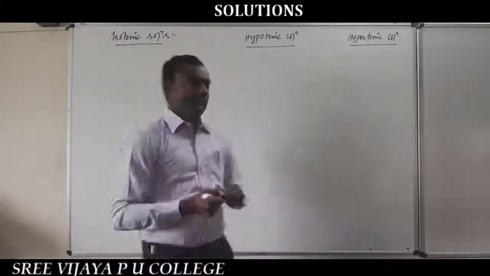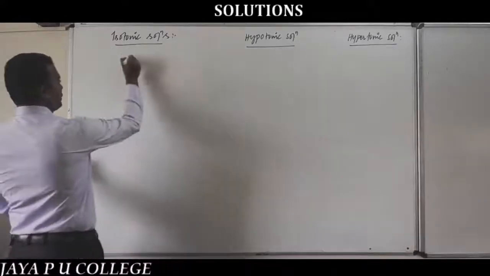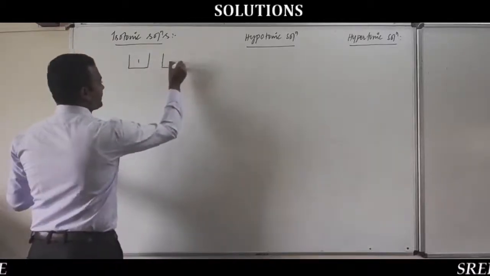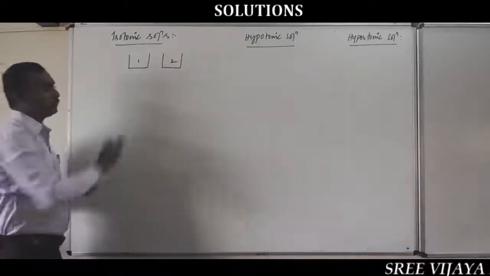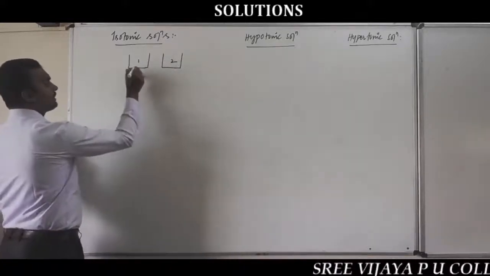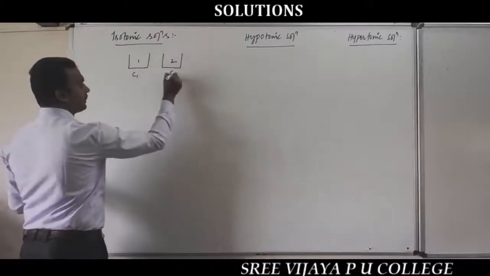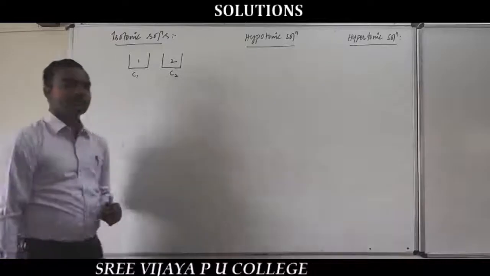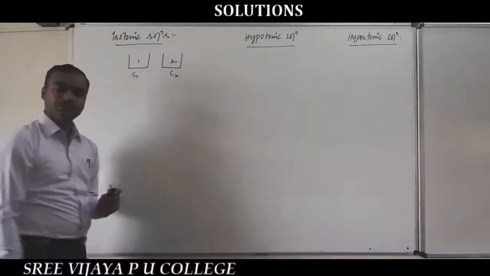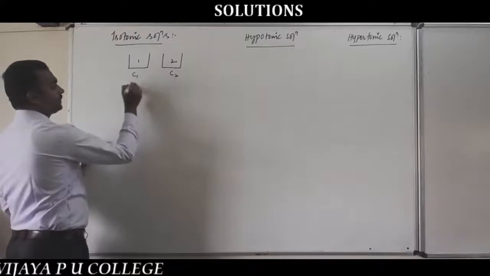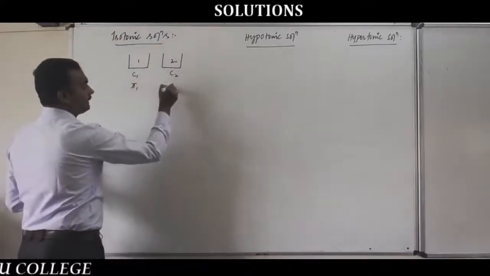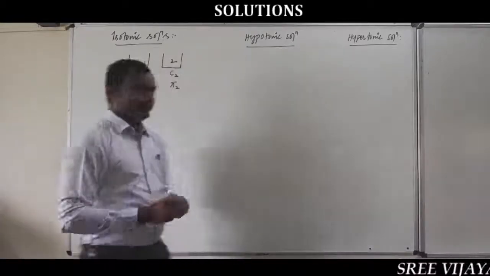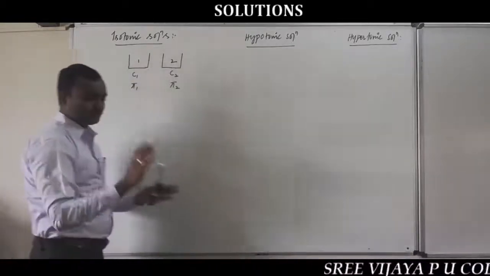So let me take two solutions: solution 1 and solution 2, having concentrations C1 and C2, where C is nothing but molarity. C1 is the concentration of solution 1 and C2 is the concentration of solution 2. Solution 1 has osmotic pressure pi 1 and solution 2 has osmotic pressure pi 2. So these two solutions are said to be isotonic solutions.